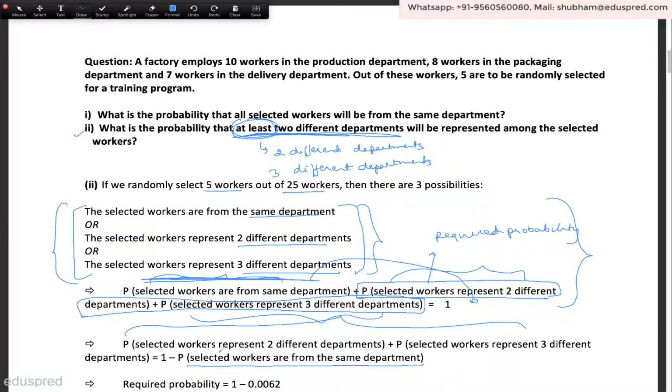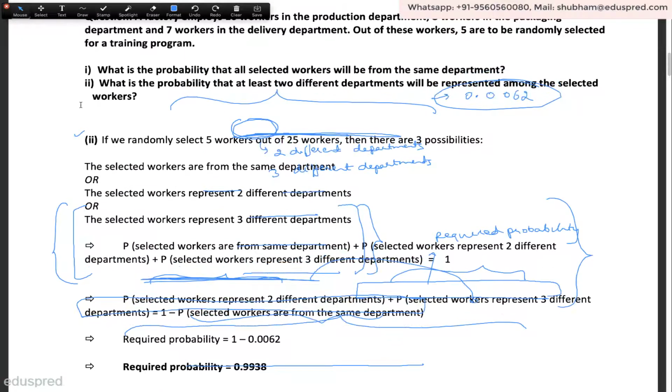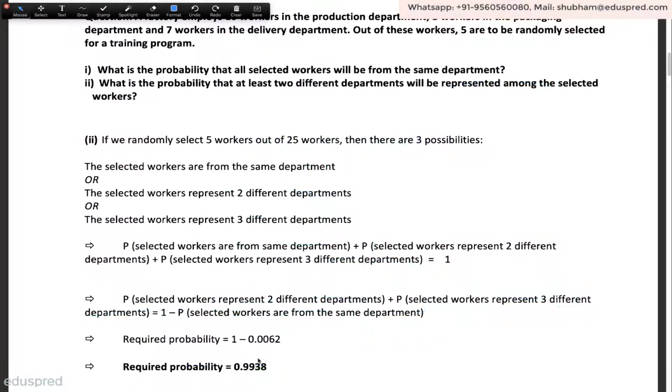And we found this probability in the first part of this question. In the first part, they asked us to find this probability, and we got this as 0.0062. So now the answer to the second part of this question is just 1 minus 0.0062. And the required probability comes out to be 0.9938. So this is how you can solve this question.